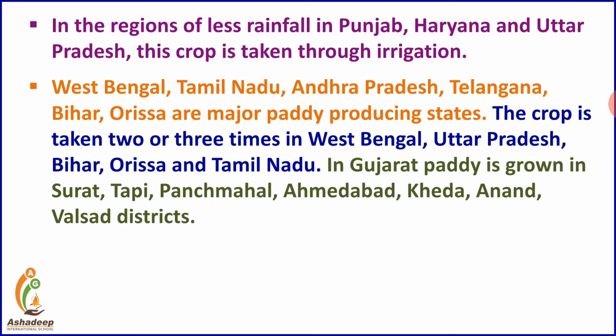The important states which are very much in the top list in India for the growth of rice are West Bengal, Tamil Nadu, Andhra Pradesh, Telangana, Bihar and Orissa. In these regions, they normally take this crop 2 to 3 times by using the extra available facility of irrigation. At the same time, in our Gujarat also, the paddy is grown in Surat, Tapi, Panchmahal district, Ahmedabad, Kheda region, Anand and Valsad district.